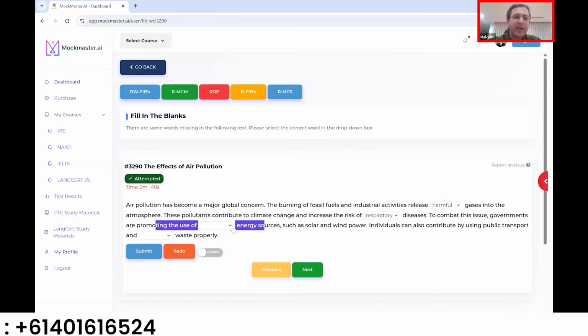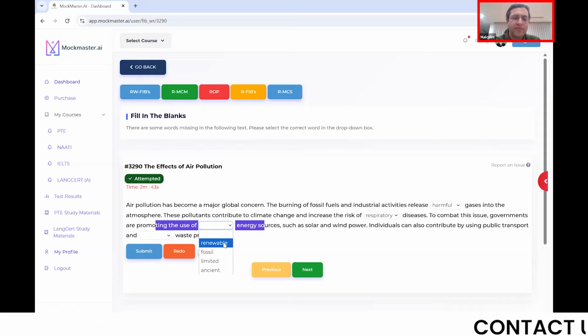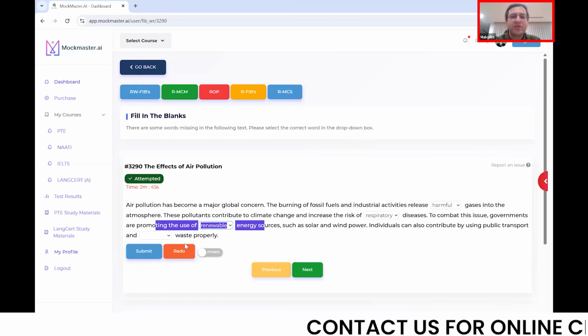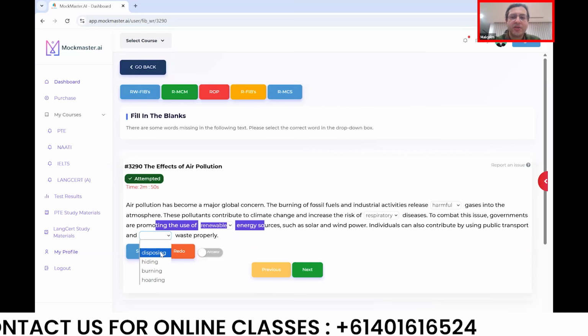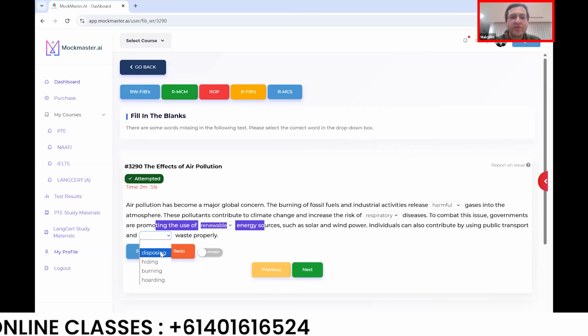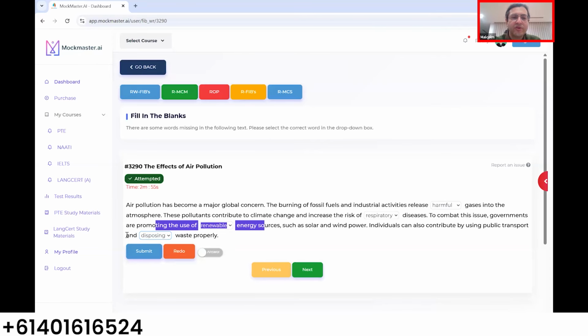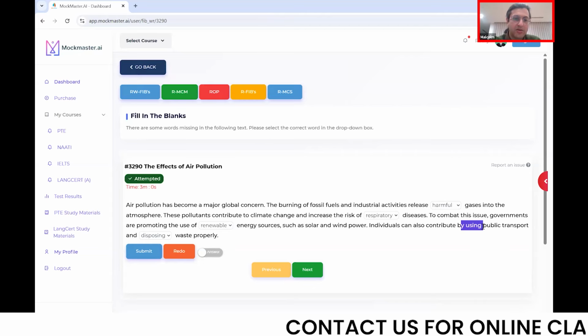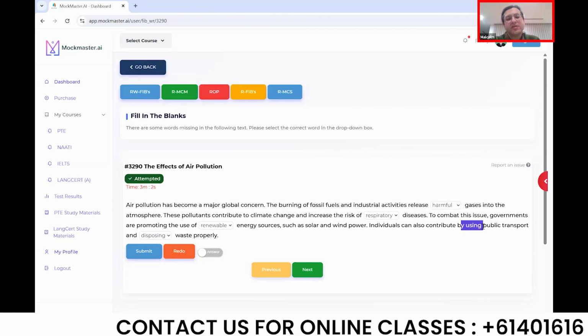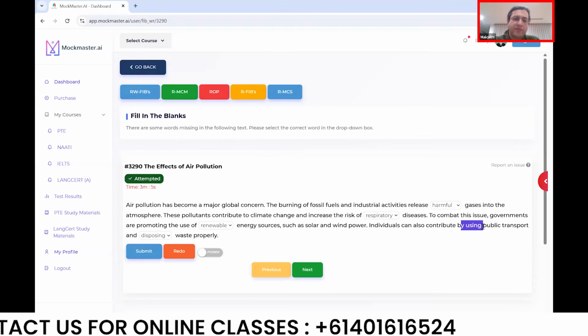Governments are promoting the use of dash energy resources. Which resources? Probably renewable. And using public transport to and dash waste properly. What do you do? Disposing. Why do we use the ing form over here? Because before and, the verb is using, and using is also in the same continuous tense. So before and after and, the same tense will generally come.